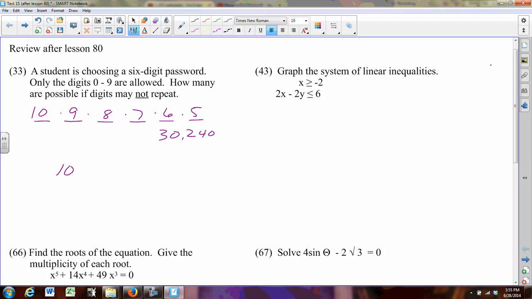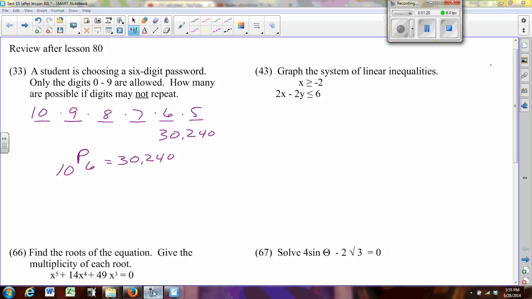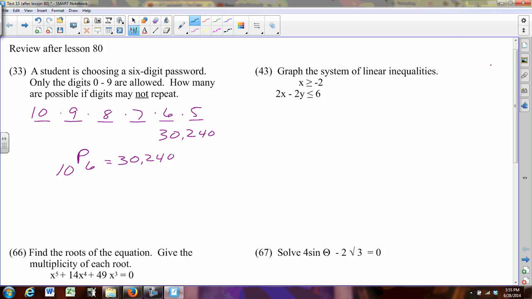We'd have 10 possible, and I am choosing, oh, sorry, not 5, but we're going to be using 6. For this, we use permutation and not combination because order does matter for a password, and we will also get 30,240. For this next problem, we're going to be graphing a system of linear inequalities.